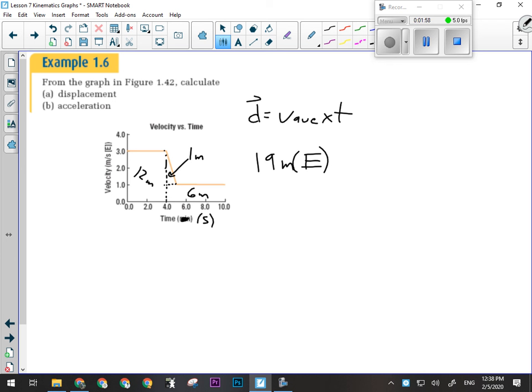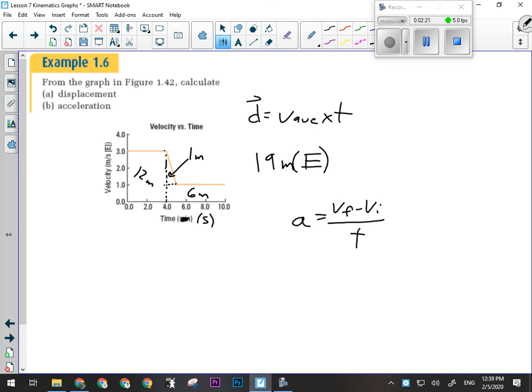Now how do I calculate acceleration? It can be the slope, but I don't have one single sloped line here. Is there another way to calculate acceleration? Change in velocity over time. This is a formula you used and learned in Science 10. That calculates average acceleration.